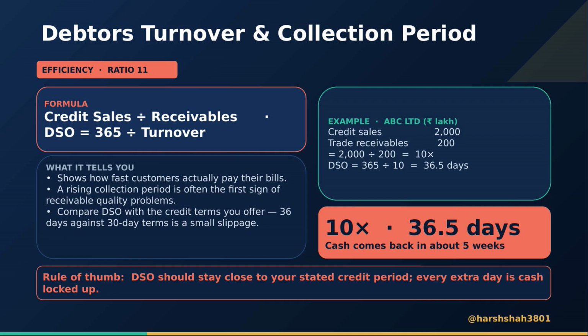And here's a really practical tip. A rising collection period is often the very first sign of receivable quality problems, so watch this trend closely. Always compare your DSO against the credit terms you actually offer. Here, 36 days against 30-day terms is only a small slippage, nothing alarming.